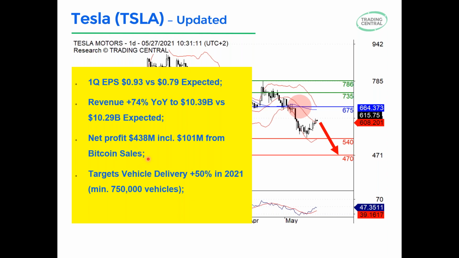But I think people looking at Tesla will also look at its vehicle delivery. Now, the company targets it will deliver a minimum of 750,000 vehicles this year, a 50% increase over last year. Okay, so this is Tesla's story. But I think Tesla is the hardest-hit tech stock within the last month during the correction. So now we are not very bullish on this stock.